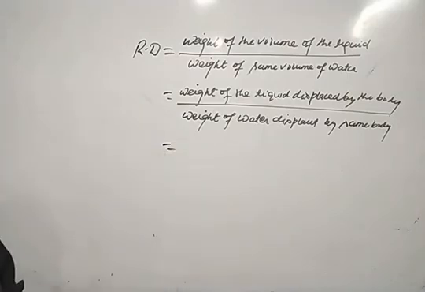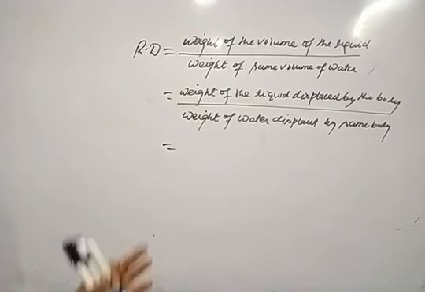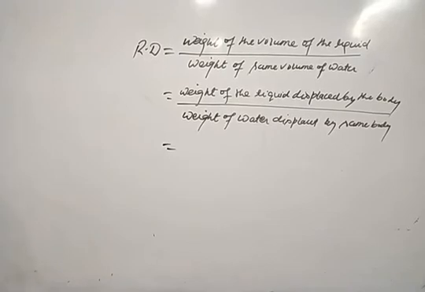Okay, this means, listen carefully, I told you relative density of a liquid is what? Weight of a given volume of the liquid upon weight of the same volume of water. By Archimedes principle, if a solid is immersed in a liquid or water, it displaces the liquid or water equal to its own volume. Therefore, the equation I wrote is weight of the liquid displaced by the body upon weight of the water displaced by same body. Weight of the body in air minus weight of the body in liquid, weight of the body in air minus weight of the body in water.